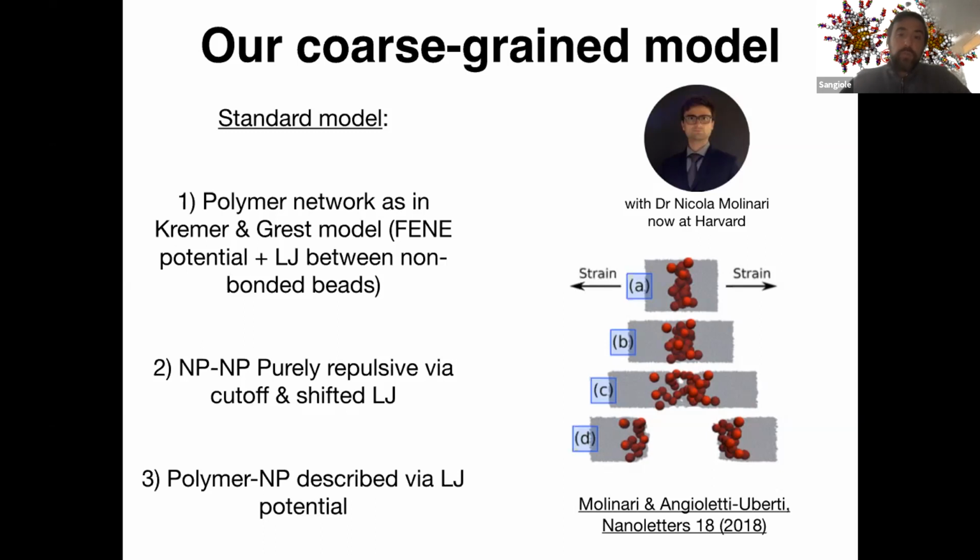And how do we do it? Basically, we prepare a system where we have a gel and we cut the gel into half and we put some nanoparticles in the middle. And then we do non-equilibrium molecular dynamics simulation where what we do is we strain the gel in the vertical direction and we measure the stress. And then we can get all the information we want from the stress-strain curve.